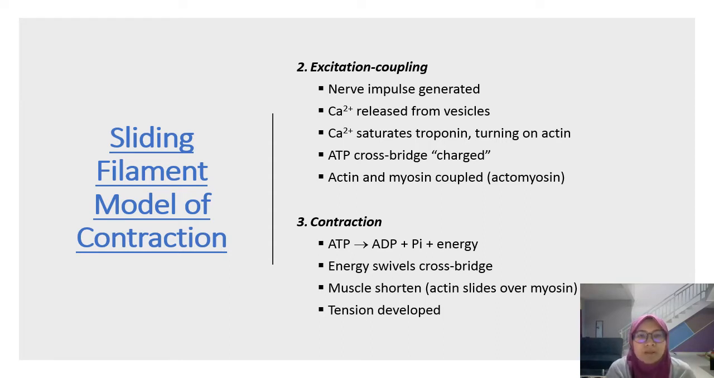The third phase is contraction. So when the ATP is produced, it produces the energy. The energy swivels the cross bridge. So every time a cross bridge happens, there is ATP, and the muscle becomes shorter. Tension develops, so you will feel the tension. When you do an activity repeatedly, at the end of the activity, you will feel fatigue and also tension. Tension does not mean you feel stressed. It means you feel a little bit tired because of the repeated activity.